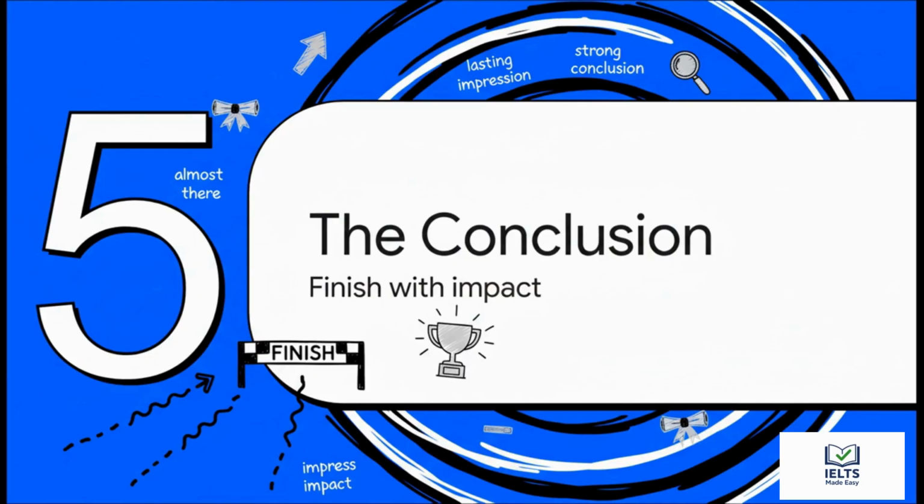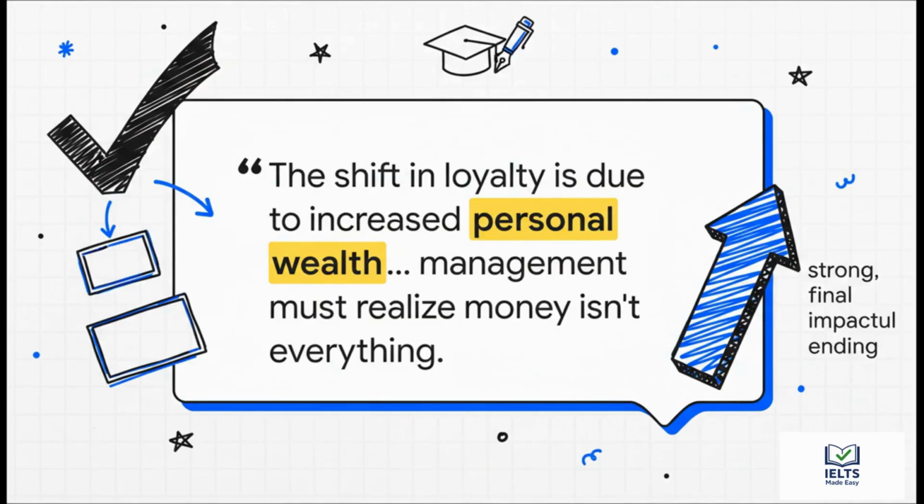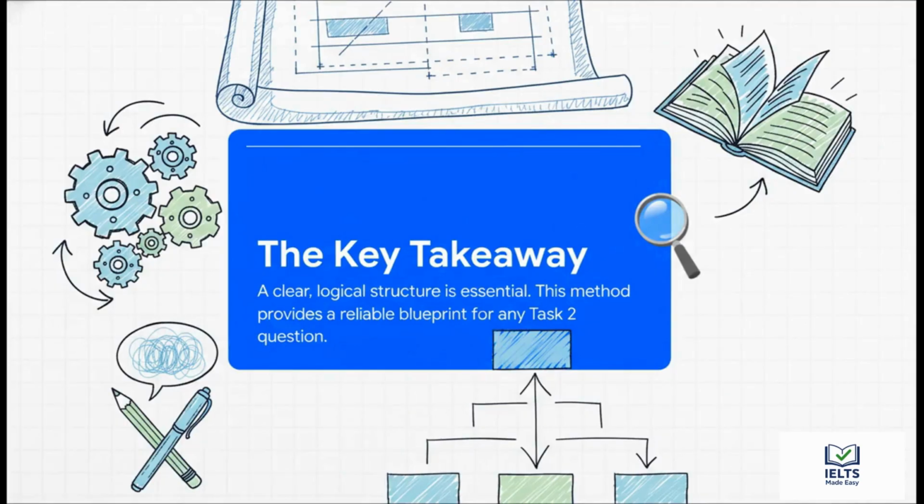A strong conclusion is your last chance to leave a great impression on the examiner. Its job is pretty simple. Just summarize the main points you just made in your body paragraphs. Then you end with a powerful final statement that leaves the reader with a bigger takeaway, something to think about. And this is what that looks like in action. That first sentence neatly summarizes the arguments from both body paragraphs. And the second sentence gives that strong final thought. It's a really concise and impactful way to wrap things up.